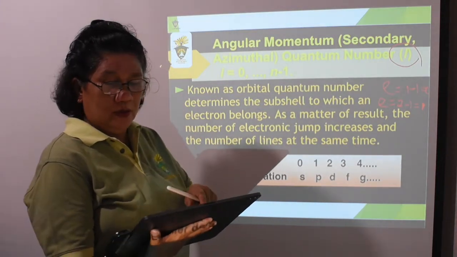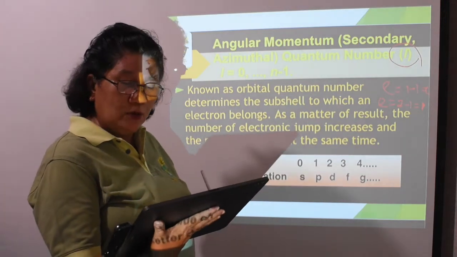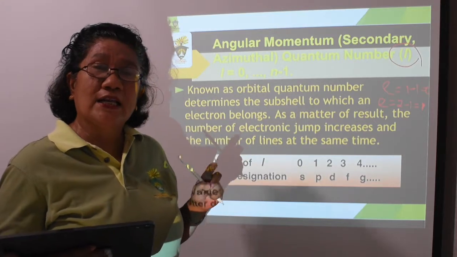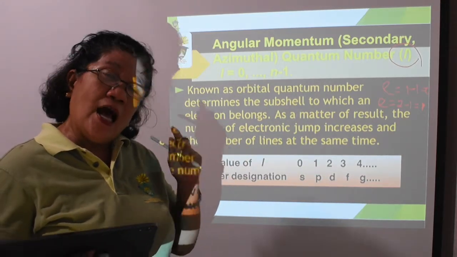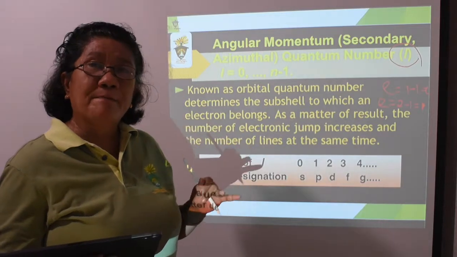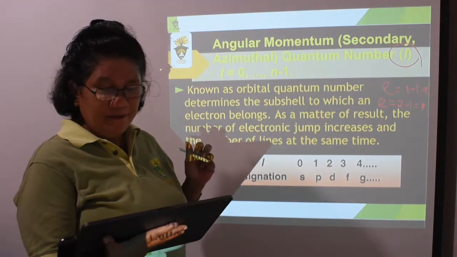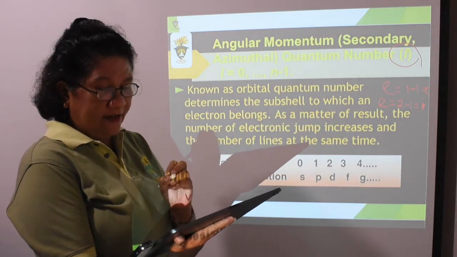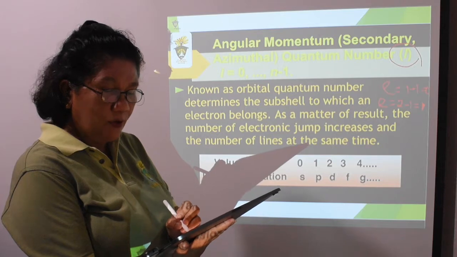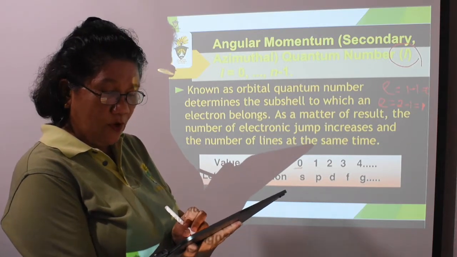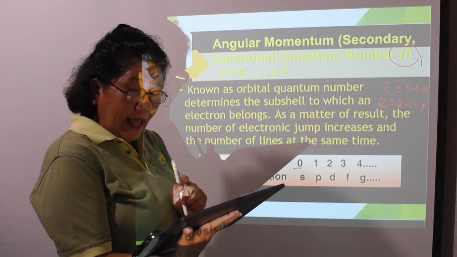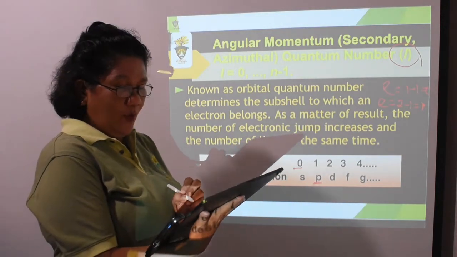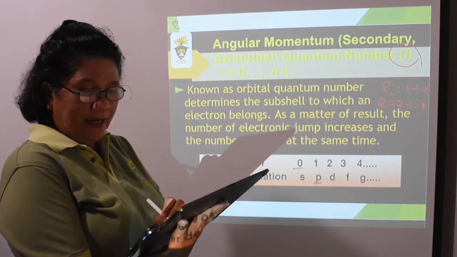This is known as the orbital quantum number that determines the subshell. Always remember the subshell has the alphabetical symbols s, p, d, f. The value designated when l is equal to 0 is s, when l is equal to 1 that is equivalent to p, and when l is equal to 3 that is equivalent to d.